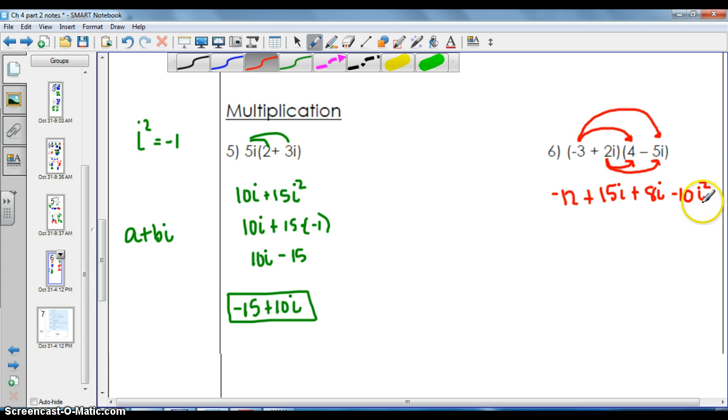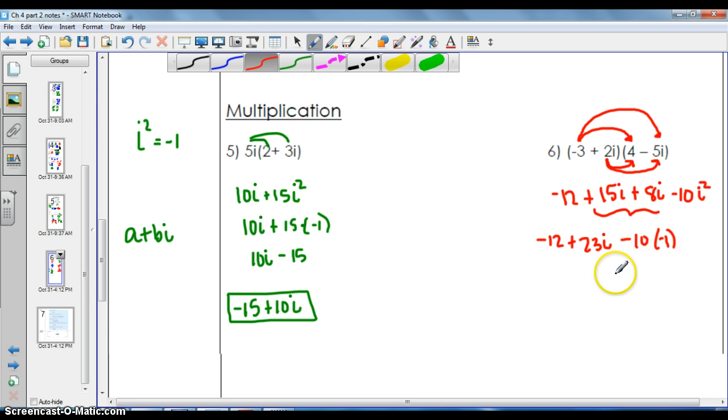So remember, we're going to end up changing that i squared to a negative 1. Don't forget that. So you can combine those like terms. I'm going to go ahead and do that to get 23i. And then I'm going to change that i squared to a negative 1.